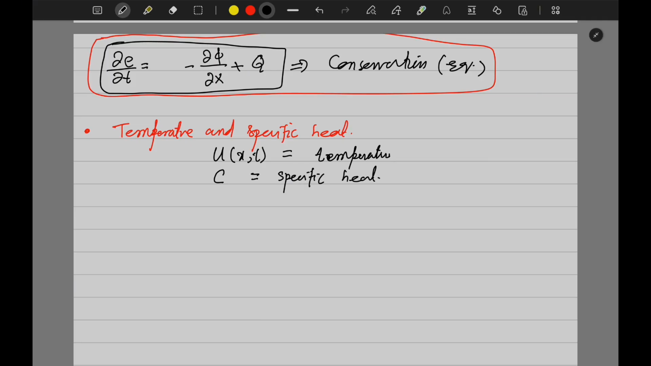So thermal energy, another important thing, is thermal energy. First of all, we will talk about the number density or mass density.